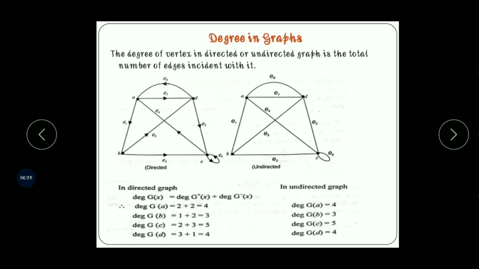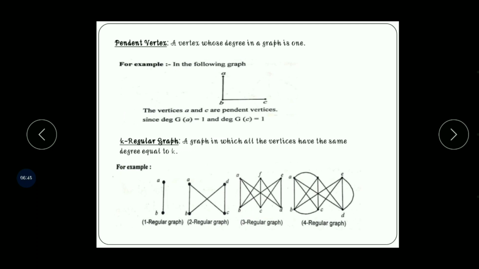In a directed graph, degree is also always equal to in degree plus out degree. I have calculated here. You can see for directed graph or undirected graph, degrees are equal. Next, what is pendant? A vertex whose degree in a graph is 1 is called pendant. When the vertex has only 1 degree, it is attached with only one edge. Such a vertex is called a pendant vertex. Like here A and C, they are pendant vertices. Their degree is 1.